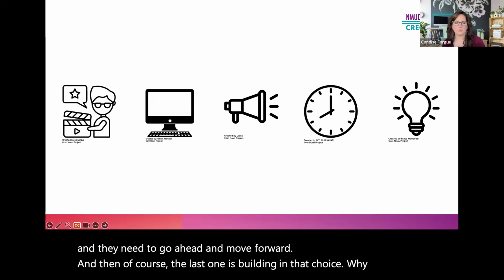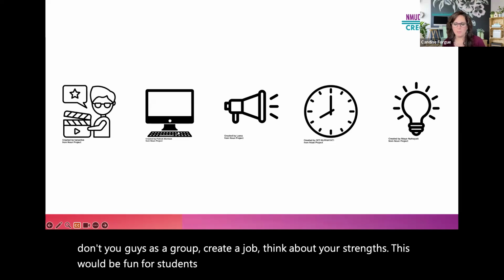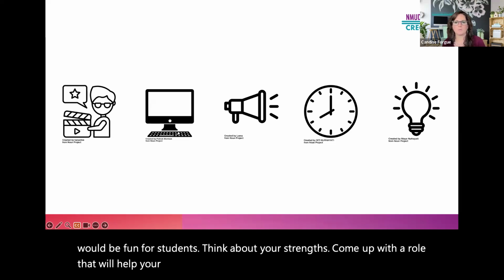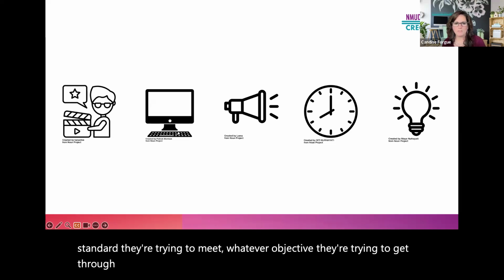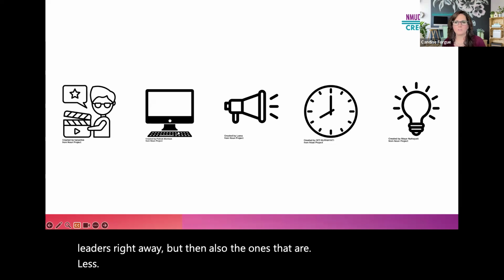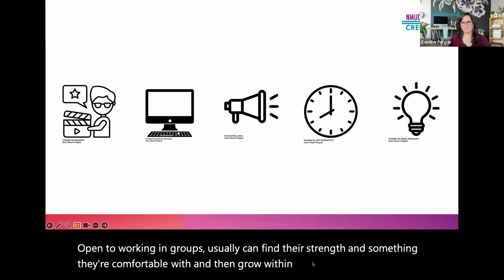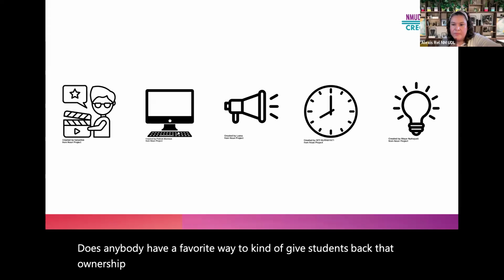Why don't you guys as a group create a job? Think about your strengths. This would be fun for students. Think about your strengths, come up with a role that will help your group complete the task, whatever task that is, whatever standard they're trying to meet, whatever objective they're trying to get through. So just the creativeness, and the students usually, you find the leaders right away, but then also the ones that are less open to working in groups usually can find their strength and something they're comfortable with and then grow within it.